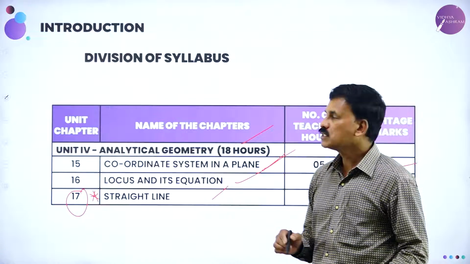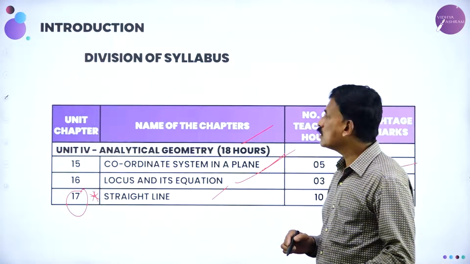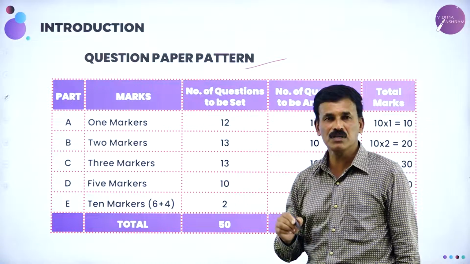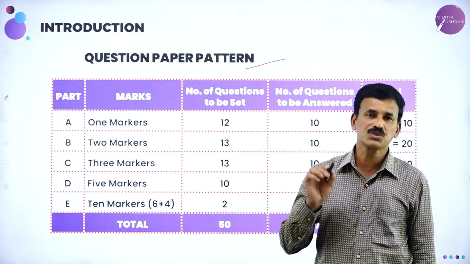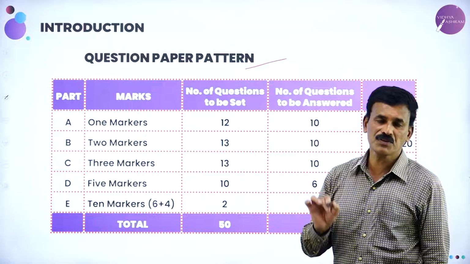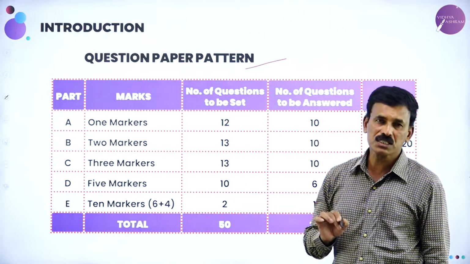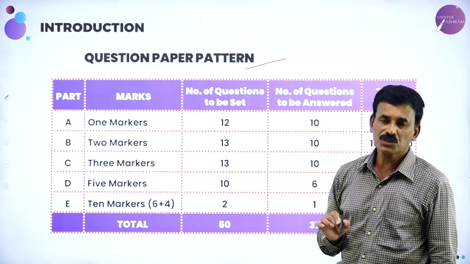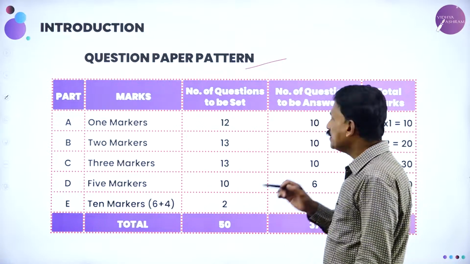Hope you followed. Now you got an idea. Now let us come to the question paper pattern. As usual, the question paper pattern will consist of 1 mark questions, 2 marks questions, 3 marks questions, and 5 marks questions, and last 6 marks plus 4 marks, very long answer essay type question. So that is a 10 mark question. So here let me explain.